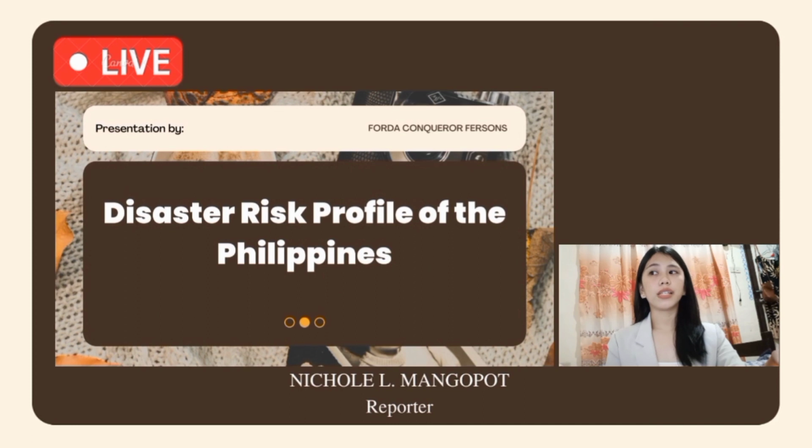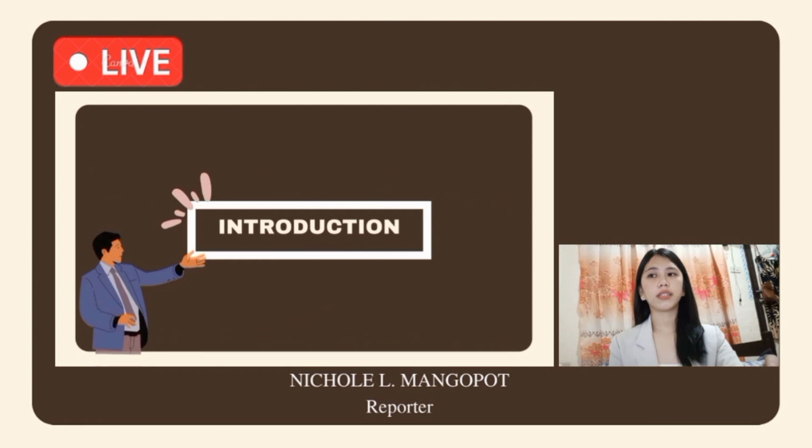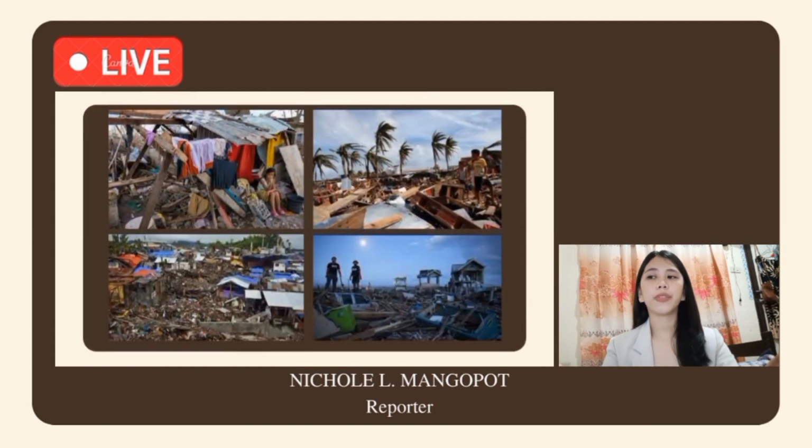Our next lesson is about the disaster risk profile of the Philippines. As we can see here, the pictures show a place that is hit by a disaster. So what type of disaster? That is a typhoon. This is when the Philippines was hit by Typhoon Yolanda.